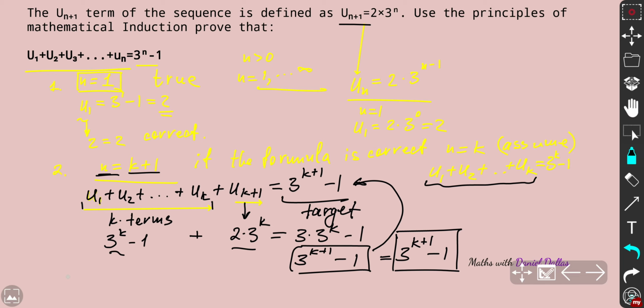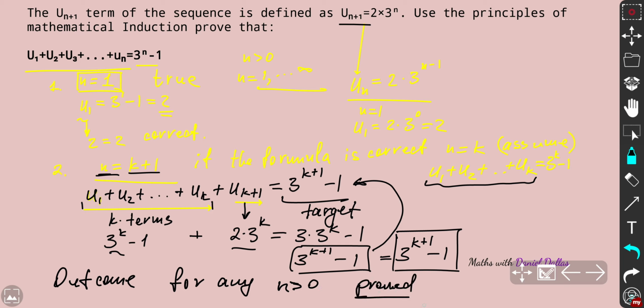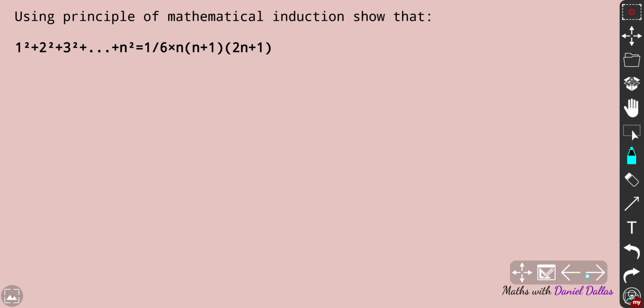So that means as an outcome, this formula works for any positive number n. So we proved that. Let's move to the next problem.